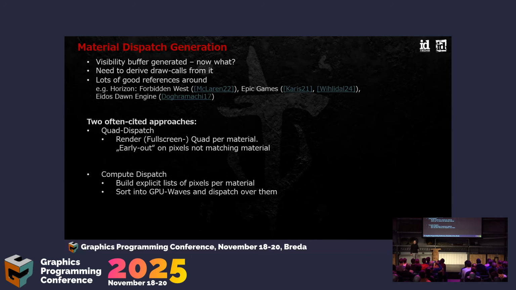2017 from IDOS there. Overall, the two most common approaches we've seen mentioned are what we'll call the quad dispatch and the compute dispatch. The quad dispatch's general idea is to render one screen space bounding quad for each unique material on screen, and basically early out on the pixels that are not matching this material. And the compute dispatch builds explicit lists of pixels for each material and indirectly dispatches compute group waves over them. So we first thought, hey, this quad dispatch looks kind of easy to implement. Let's go for that first, since we were already pressed on time.